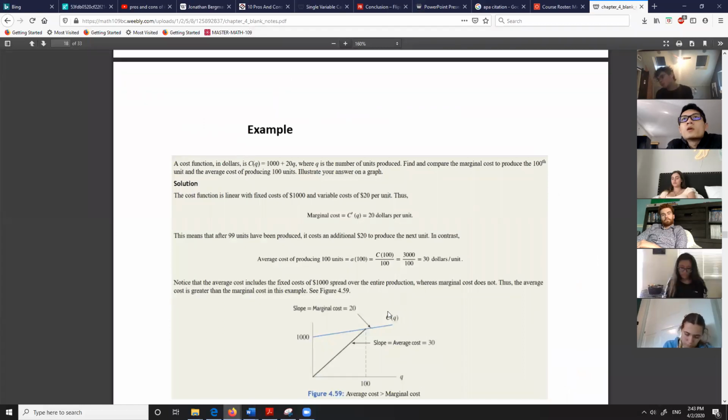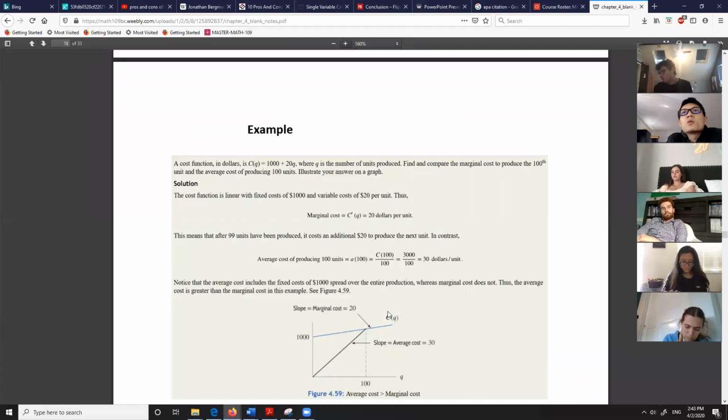Okay, so we have the function. The cost function is given as 1,000 plus 20Q. Q is the number of units produced. Find and compare the marginal cost to produce the 100th unit and the average cost of producing 100 units. Now they ask you two things: the marginal cost and the average cost. So they are two different things. They are not the same.